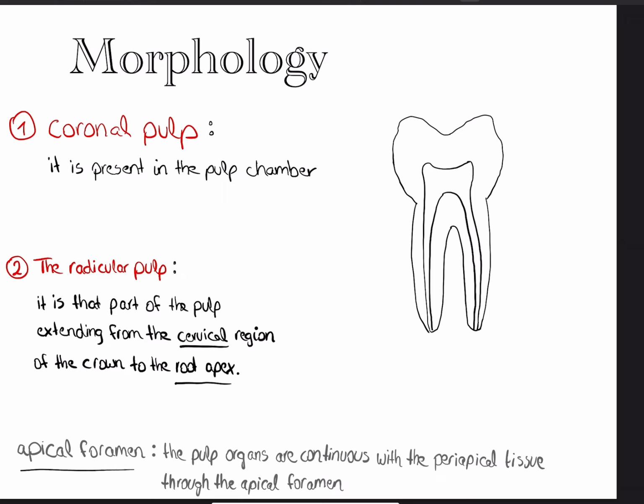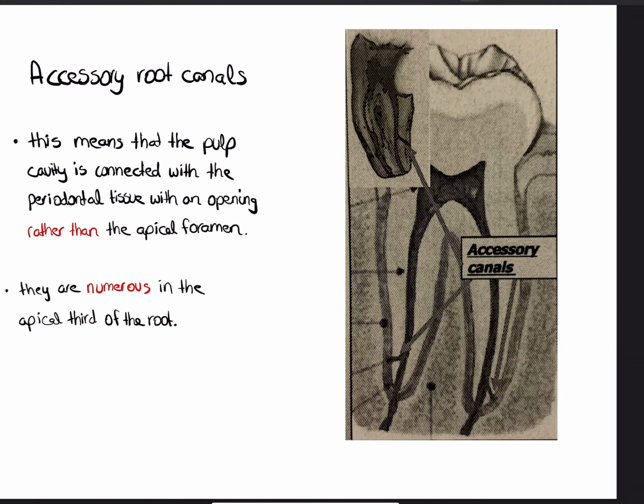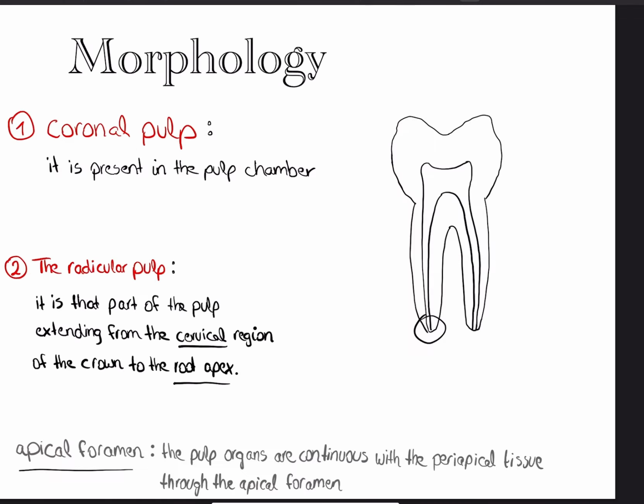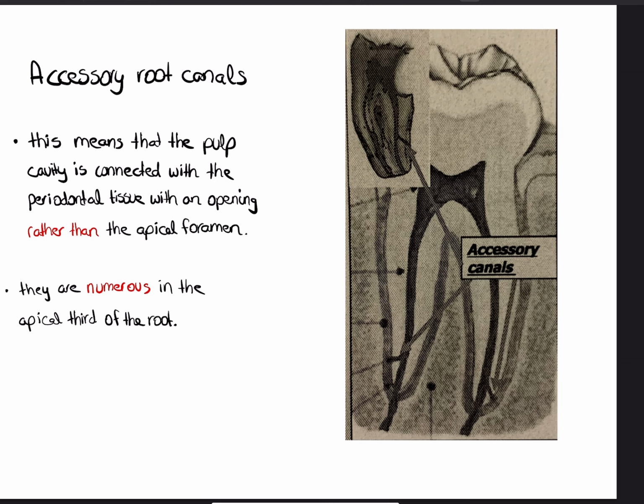The apical foramen: the pulp organ is continuous with the periapical tissue through the apical foramen, which is here. Accessory root canals, here in this circle. This means that the pulp cavity is connected with the periodontal tissue with an opening other than the apical foramen.